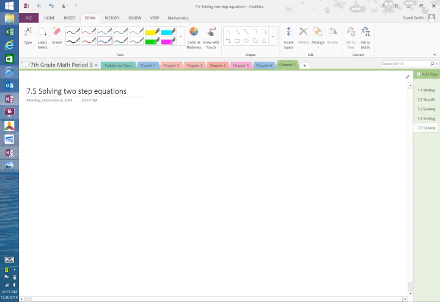All right, we're talking about two-step equations. We're talking about something that looks like this. Okay, the reason that it's two steps is because you have multiplication and addition both in the equation. Okay, so we have, right here would be multiplication. Then obviously here is the addition.